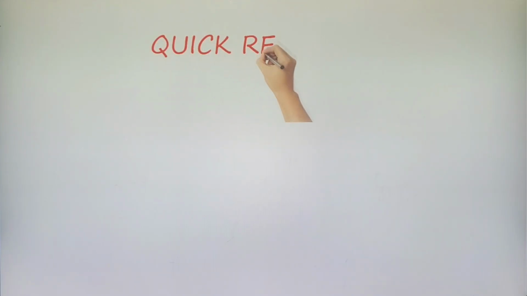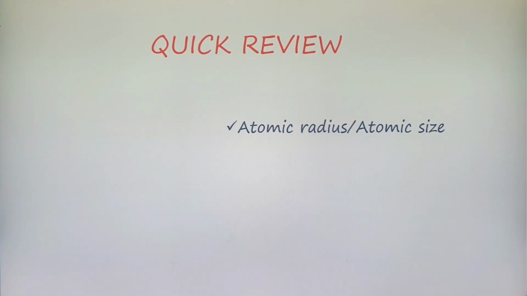Before that, let's quickly have a recap about the topics that we have covered in lecture 2 and lecture 3. We had basically started with one of the periodic traits called atomic size, or also called atomic radius. Now what is atomic size or radius, children? It is the distance from the nucleus to the outermost shell.